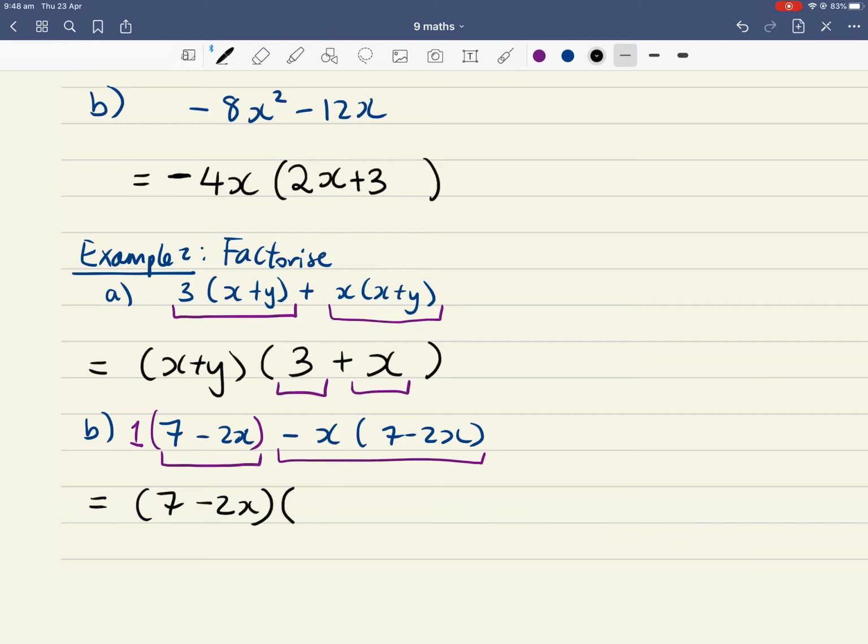Now what's left over? In the first term, you have 1 lot of 7 minus 2x. If you pulled out bracket 7 minus 2x, what's left over in the first term is that 1. So inside we write 1. In your second term, you have minus x lots of bracket 7 minus 2x. So if you take out that 7 minus 2x, all that's left over is the minus x. So your second term, you have minus x. So you can factorize that to become bracket 7 minus 2x, lots of bracket 1 minus x. Again, you can check via expanding.